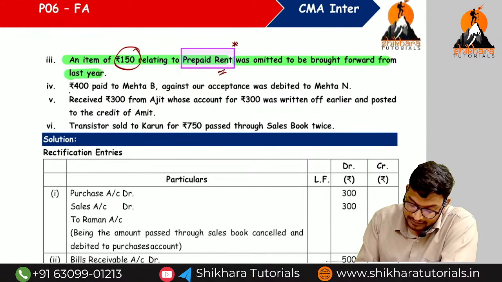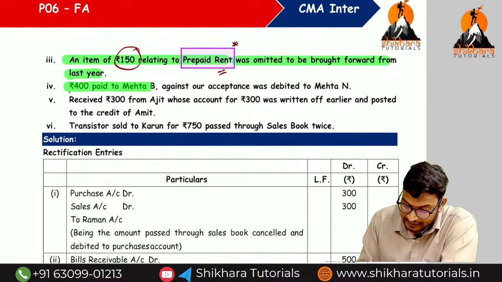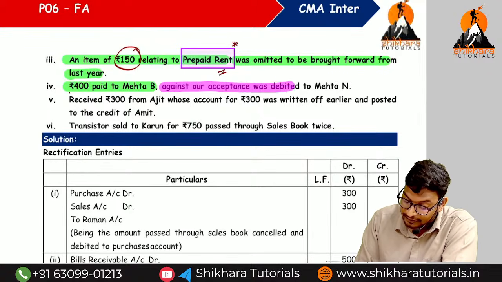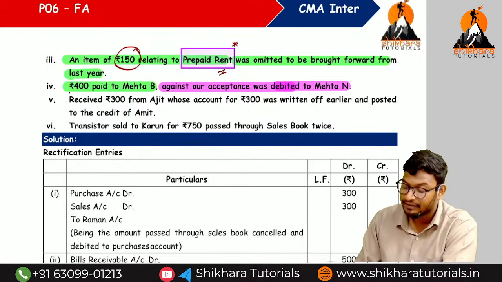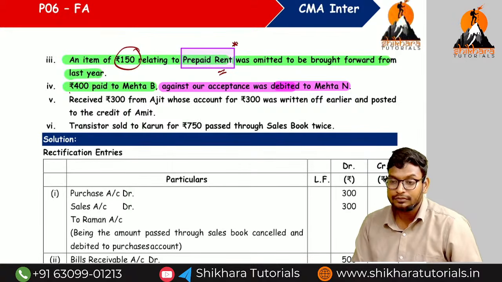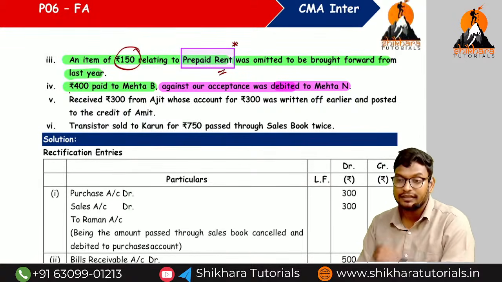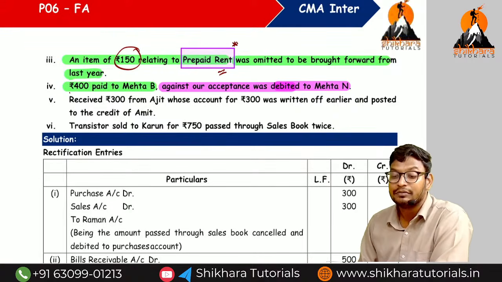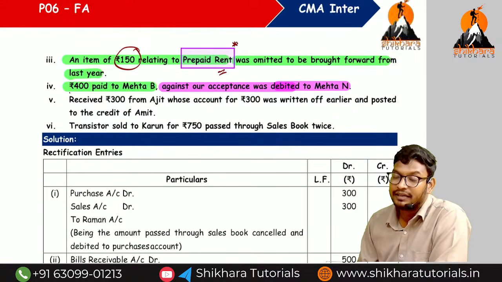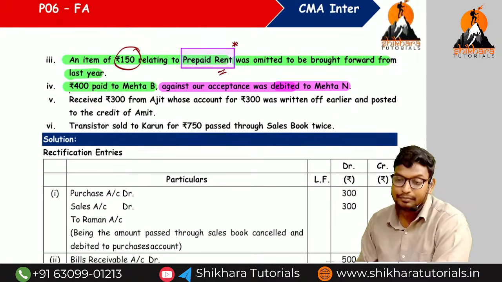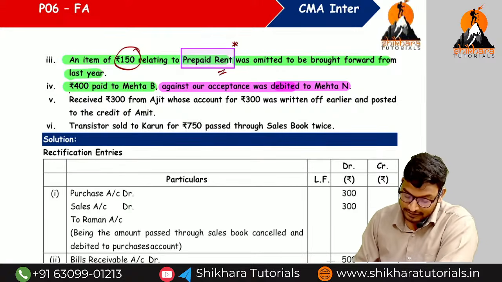Rupees 400. So the first part is right. Rupees 400 paid to Mehta B. This is the actual transaction. What they are saying is that against the acceptance, it was debited to Mehta N. Normally you have paid to whom? Mehta B. But you have debited to whom? Mehta N. So what is the entry? Normally you need to write Mehta B account debited to cash account. But the entry you have recorded is Mehta N account debited to cash account. Nothing but same side, the same treatment. Mehta N account should decrease. What we need to write: Mehta B account debited to Mehta N account. Okay guys, next one.